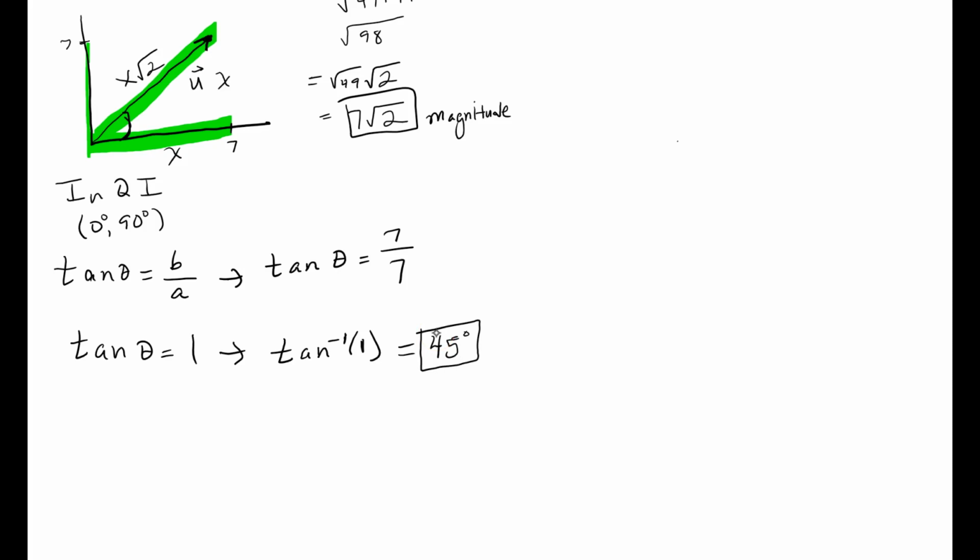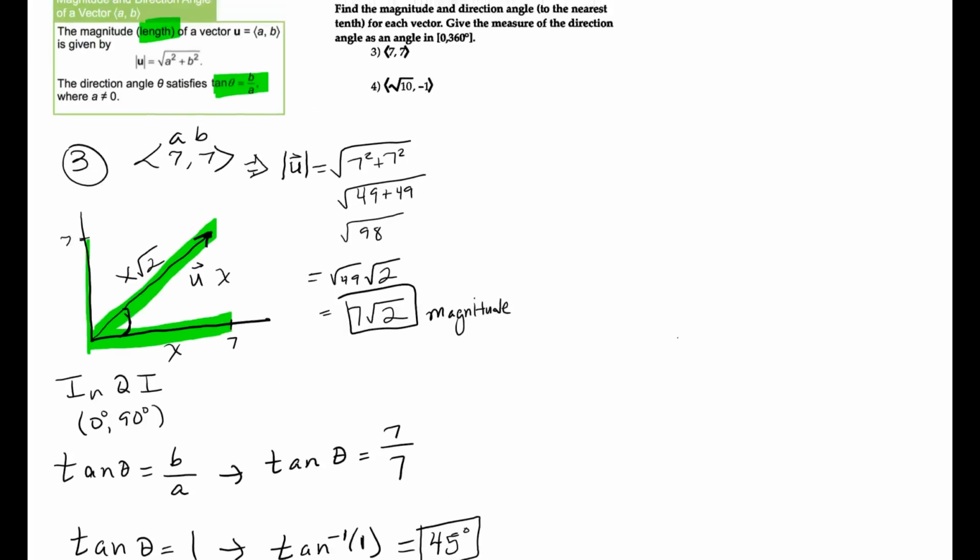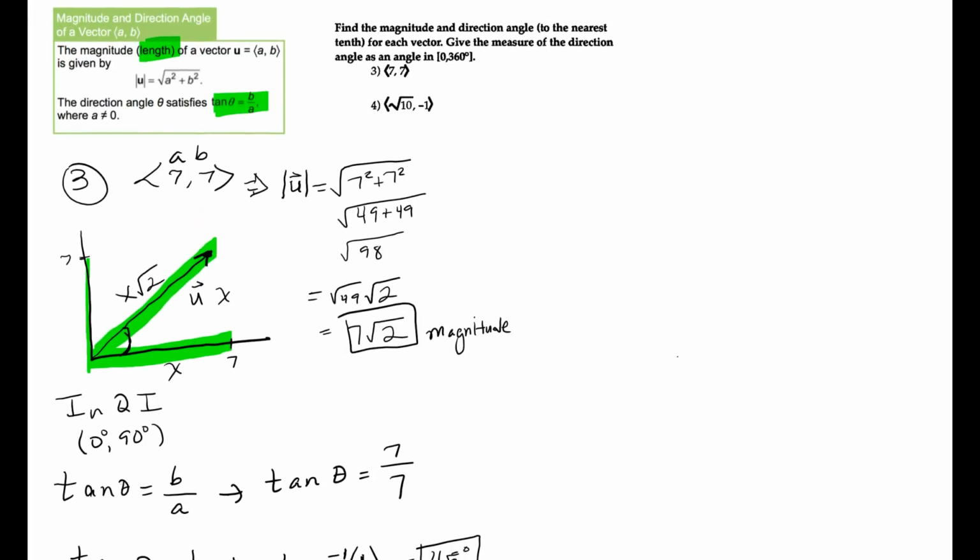All right, so that's one example down. Now let's take a look at another example. I'm going to clear my workspace, so give me 1 second. And just like that, it's gone. Now we're going to look at number 4 here. It is the square root of 10 and -1.